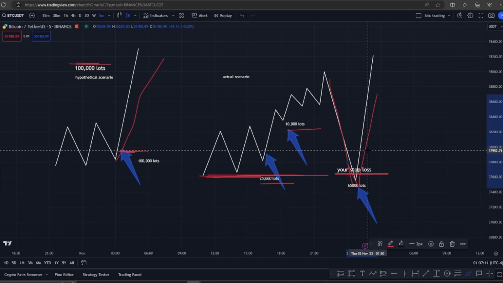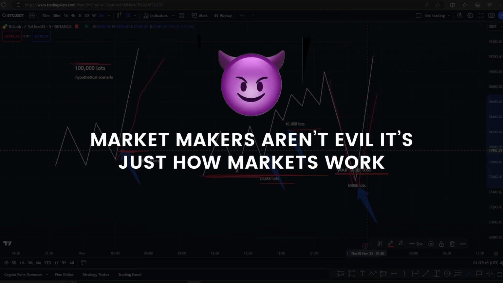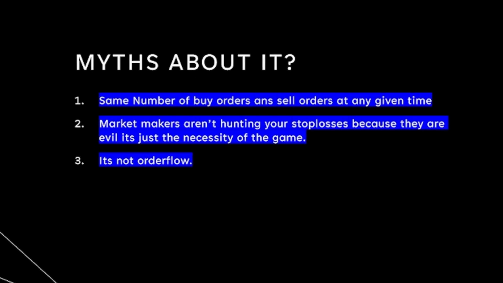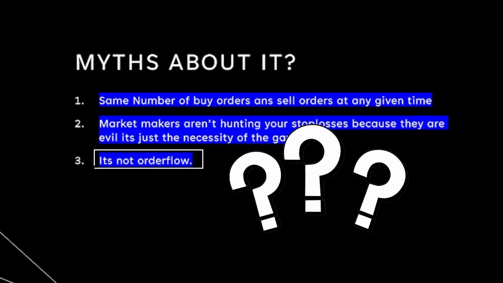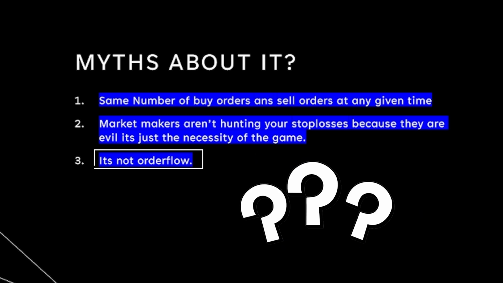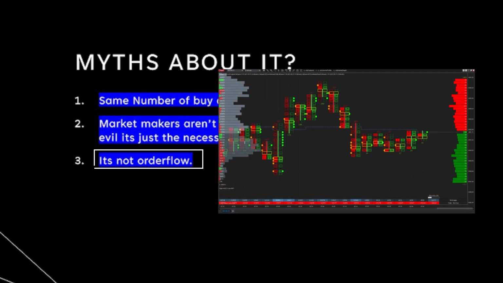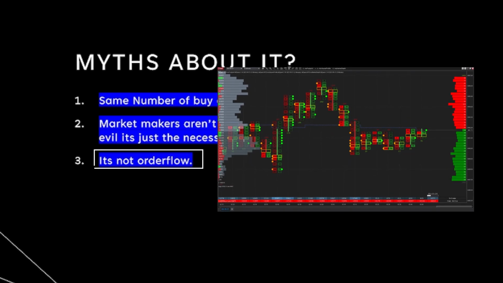It is not that the market makers are evil or something like that. It is basically the necessity of the market to take your stop losses before going forward. Myth number 3 is very common and is very absurd, as people think that while looking at the candlestick chart they are looking at an order flow chart. Instead, an order flow chart looks something like this. We will discuss how to read this in the following videos.